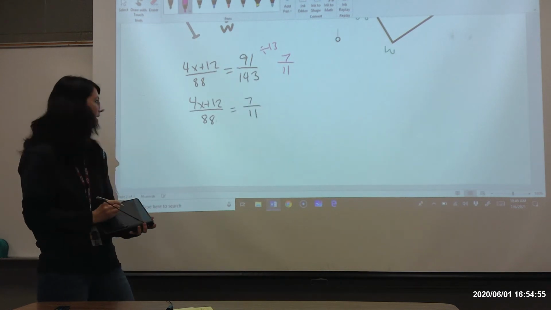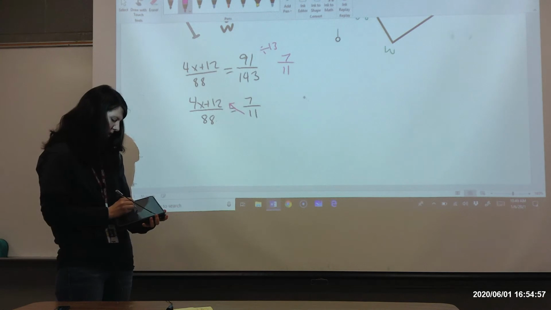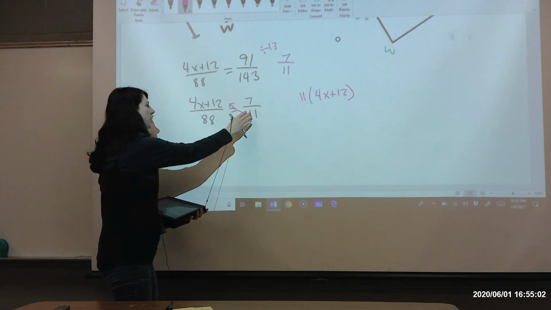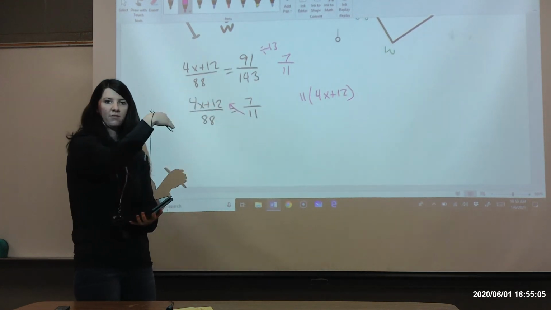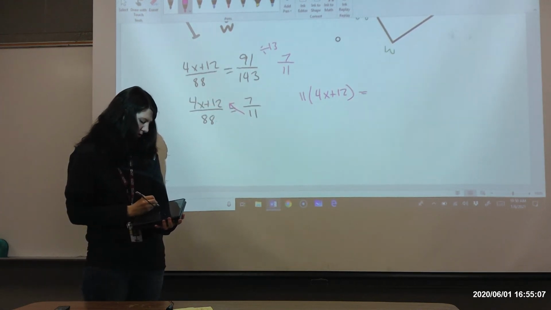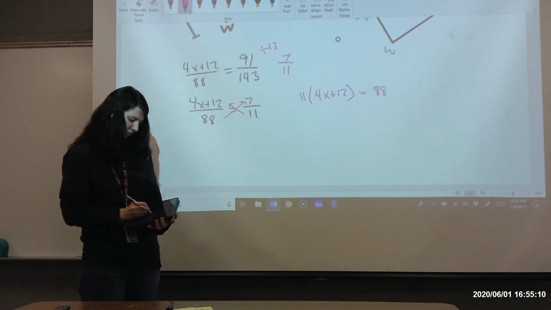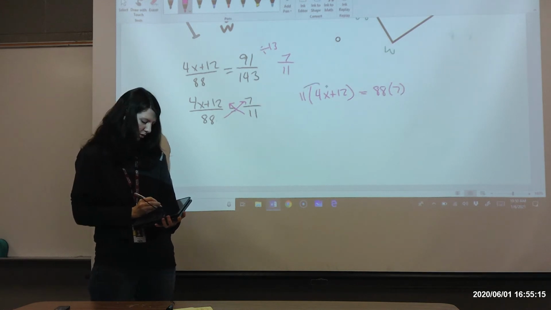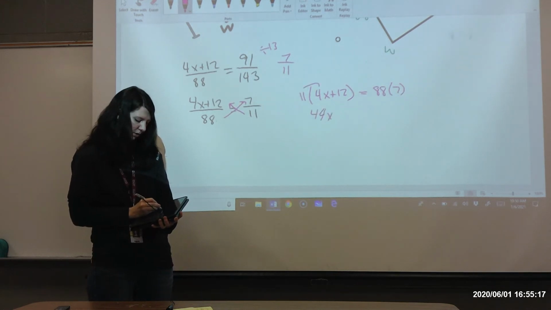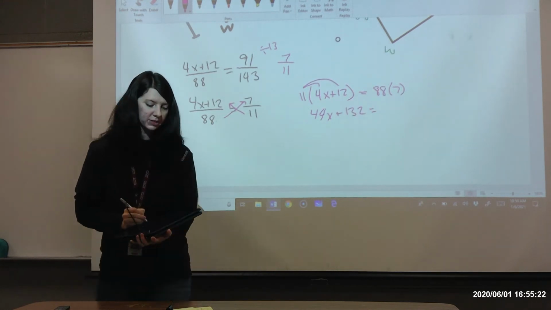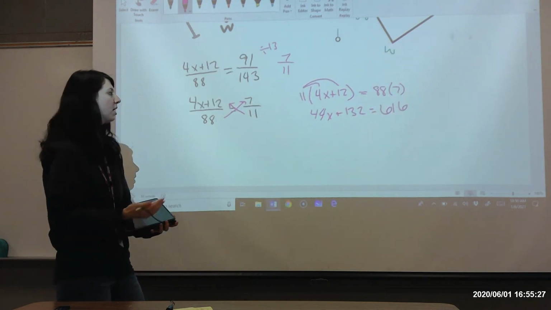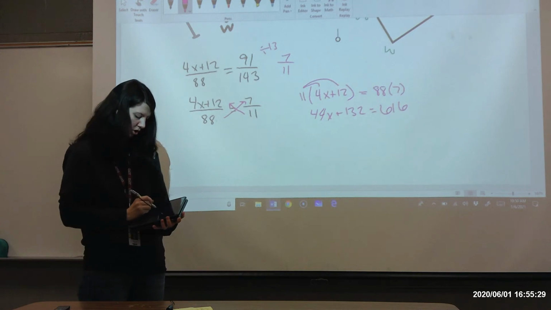Now I'm going to cross multiply. And when I'm cross multiplying, I'm going to write it out this way just so you can see what's happening. I'm actually doing 11 times this numerator. So that 11 will have to distribute. Equals, and then 88 times 7. Okay, and we'll simplify over here. So 11 times 4x is 44x. 11 times 12 is 132. And 88 times 7 is 616. All right, now we just have a two-step equation to solve.